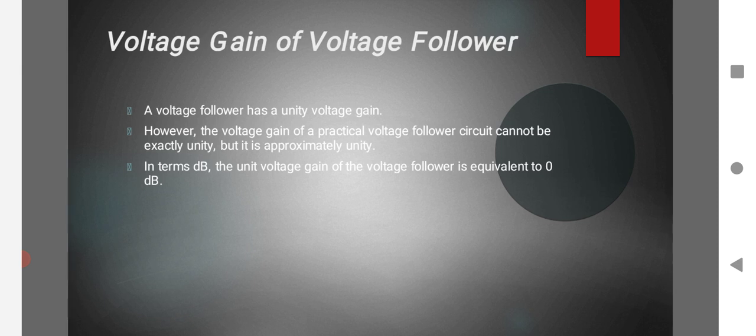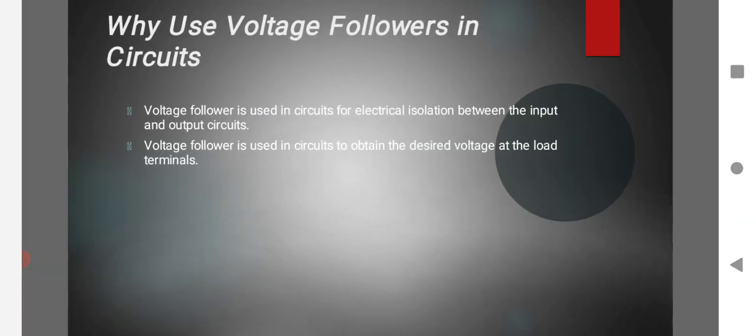The gain of the voltage follower: it has unity gain. The voltage gain practically cannot be exactly unity, but it is approximately unity. In terms of decibels, the unity voltage gain of the voltage follower is equivalent to 0 decibels. Why do we use voltage followers in circuits? A voltage follower is used in circuits for electrical isolation between the input and output circuits. It is also used to obtain the desired voltage at the load terminals.